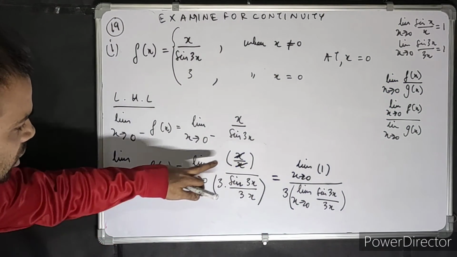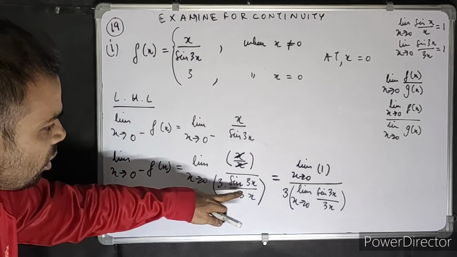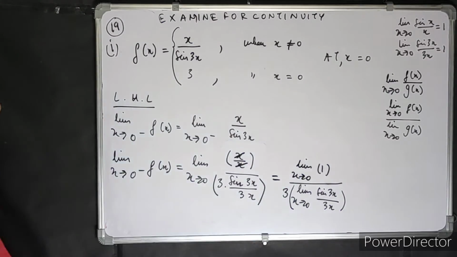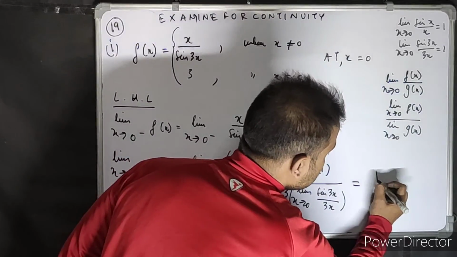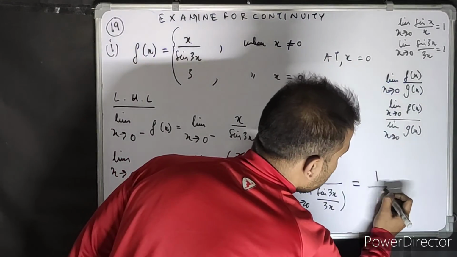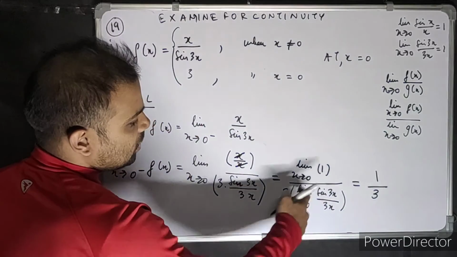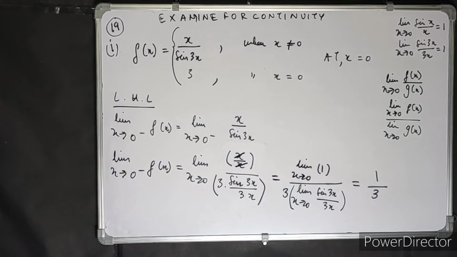See, limit of x tends to 0, this is f of x, this is g of x. So as I have given limit to both of them, this is 1, then it remains 1. Down here it becomes 3 into, this is a 1, so 1 by 3.